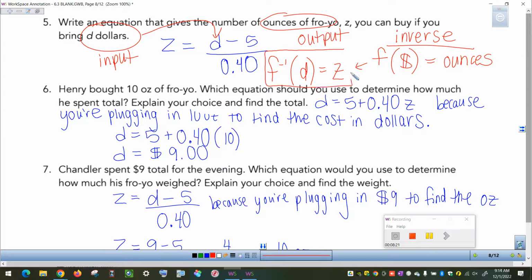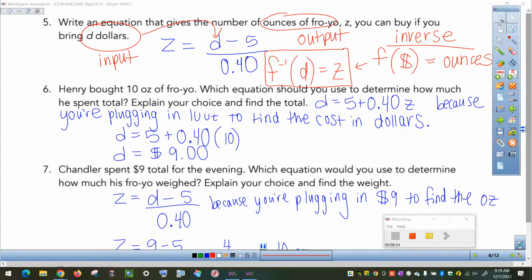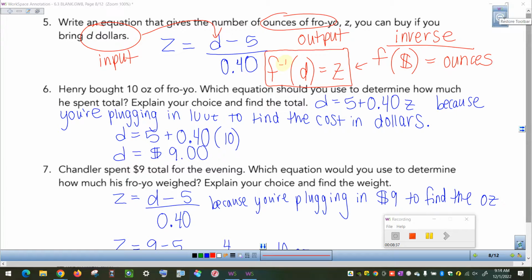I'm going to put a box around this. So in this version now, we can still see that when we input a dollar amount Z, it's going to output ounces Z. And what looks different, though, is we have this little -1 up there. It almost kind of looks like an exponent. It's not, but it is a little -1 there. This means the inverse of the original f function. So that's what that symbol means.